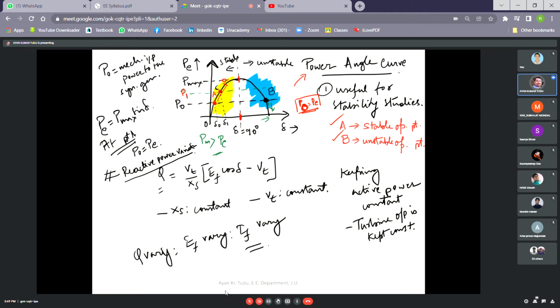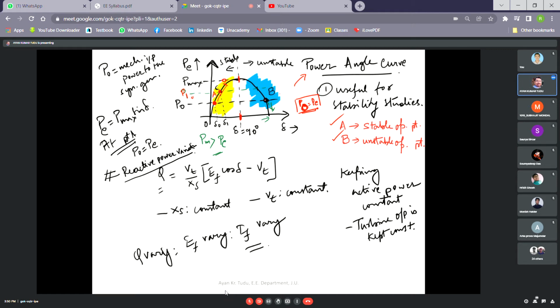Now with respect to this other point, under the same condition, when we increase P1, the operating point was previously at this point, and now it should come here. But notice, when I have increased the mechanical input power, P1 is max, what is the electrical power output corresponding to this position B?